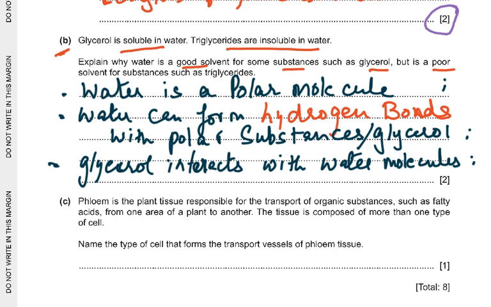Then coming to part C of the question, phloem is the plant tissue responsible for the transport of organic substances such as fatty acids from one area of a plant to another. The tissue is composed of more than one type of cell. Name the type of cell that forms the transport vessel of phloem tissue. Sieve tube element.